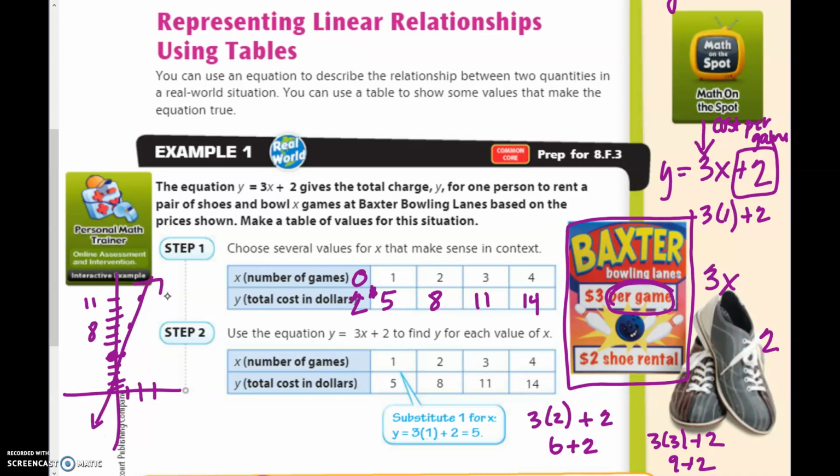So is this proportional or not proportional? And we're going to say not proportional because it is not going through 0, 0.